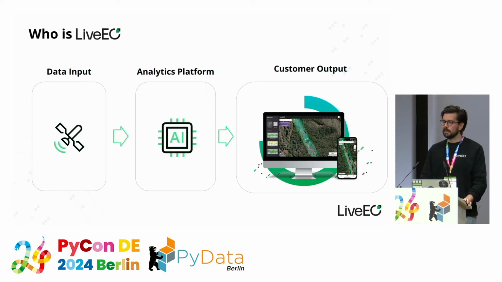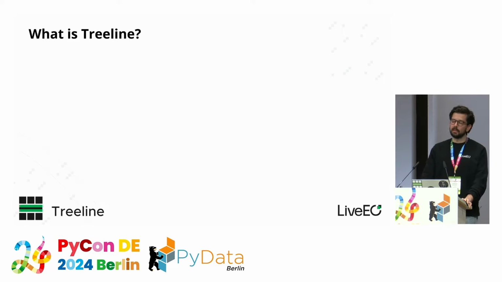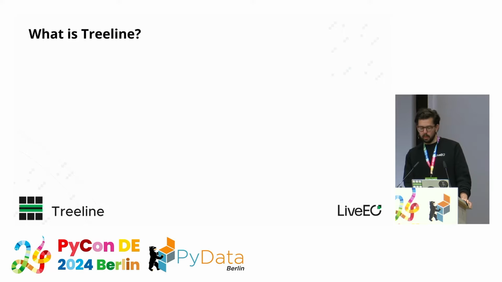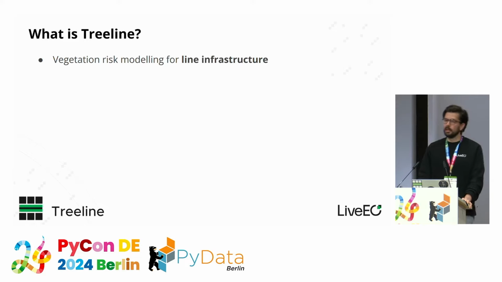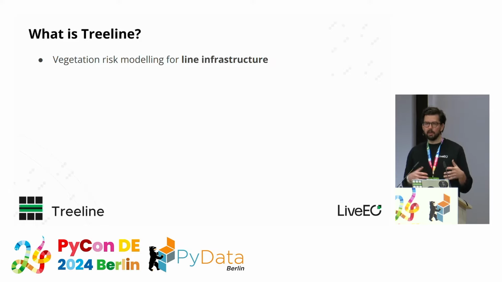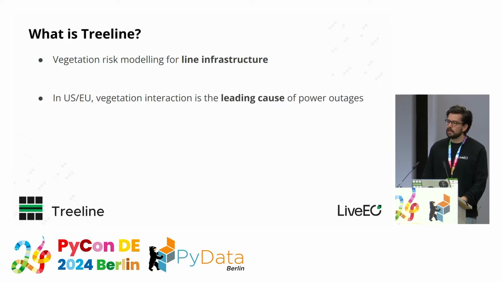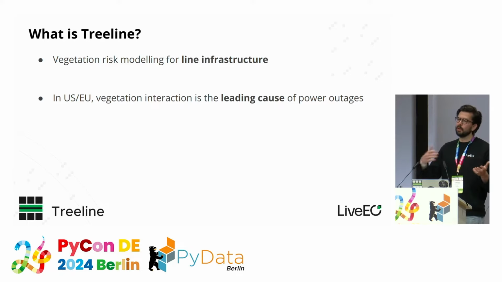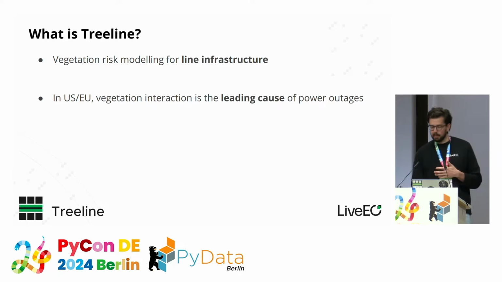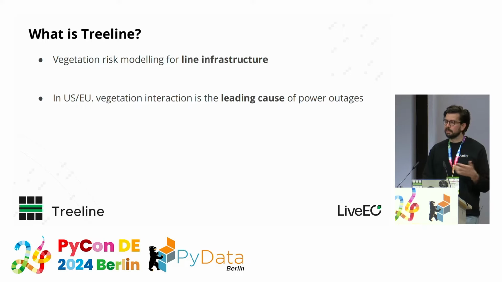So in our specific case, I work on a product called TreeLine. So what is TreeLine exactly? In TreeLine, we do vegetation risk modeling for line infrastructure. So line infrastructure can be railway lines, power lines, or gas pipelines. And at least in the US and the EU, vegetation interaction is the leading cause of power outages. So this would either be trees falling into or growing into power lines. And so this is a pretty big problem for the set of infrastructure customers.